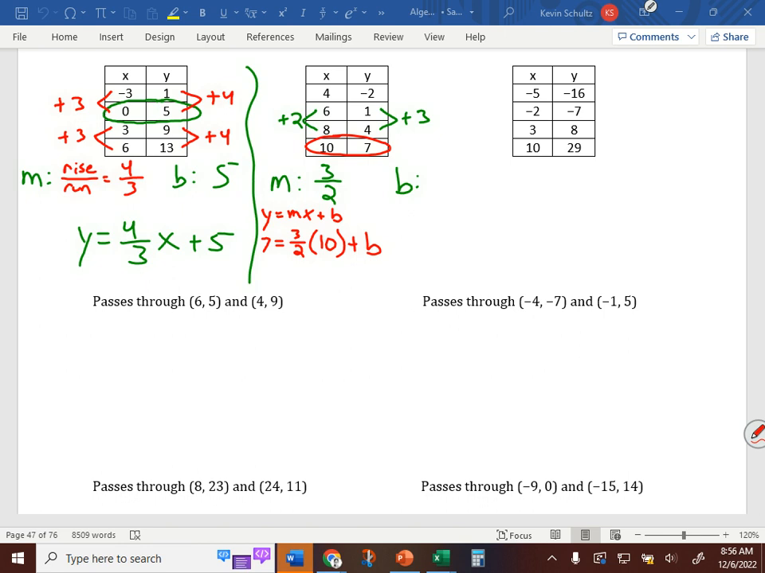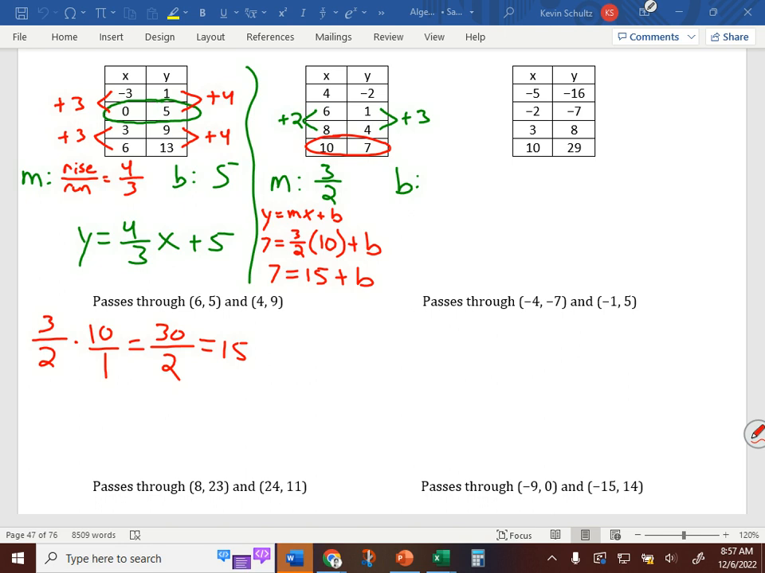Again, we have a fraction, but it's kind of friendly. 1 1/2, 1.5, 3 halves. What's 3 halves times 10, or 3 halves of 10, or 1 1/2 of 10? However you want to think about it. Paisley? 15 is correct. If you want to go old school and multiply 3 halves times 10, 30 divided by 2 works out evenly. So we get the equation 7 = 15 + b.